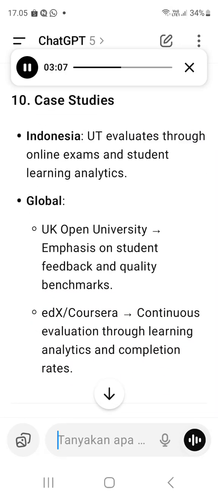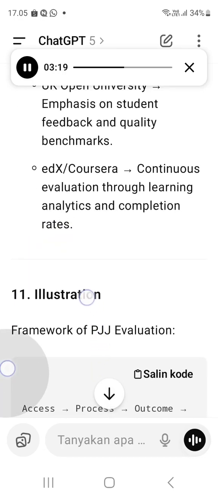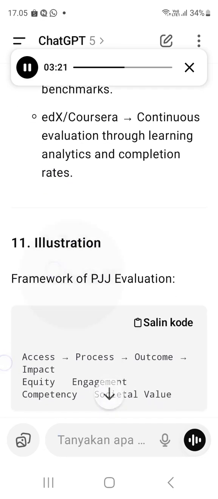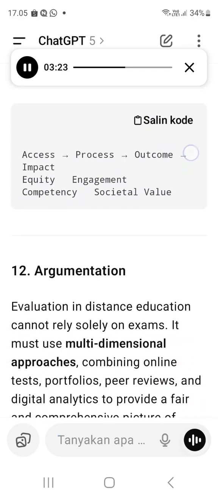Case studies. Indonesia: UT evaluates through online exams and student learning analytics. Global: UK Open University, emphasis on student feedback and quality benchmarks. edX and Coursera: continuous evaluation through learning analytics and completion rates. An illustration framework of PJJ evaluation.